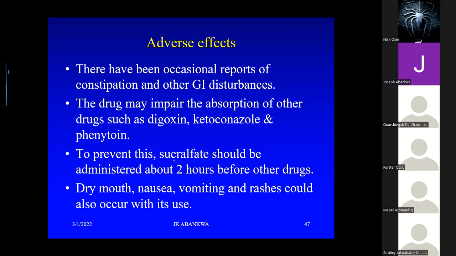Now, to prevent this, sucralfate should be administered about 2 hours before other drugs. Now, the side effects here are that it can cause dry mouth, nausea, vomiting, rashes. Okay.